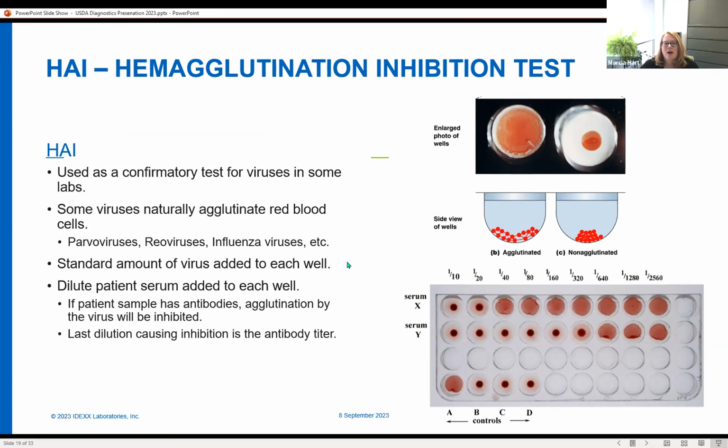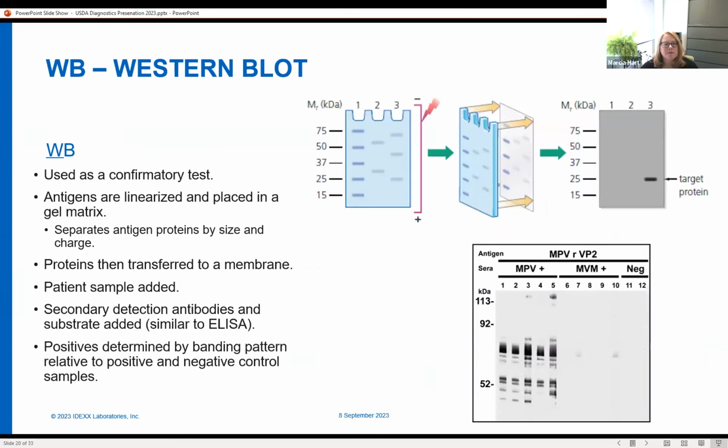So this is how hemagglutination inhibition tests work. It's not as commonly used. Again, it's limited to viruses. And I don't know of many labs that are using it on the rodent side anymore, but I do know it is used on larger species still.